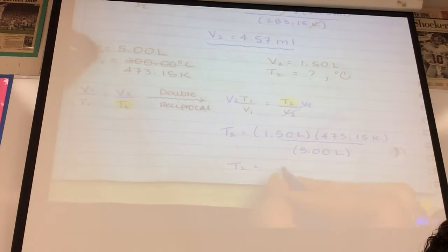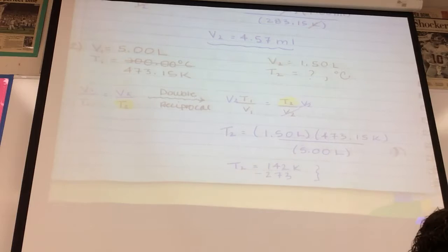So your T2 in Kelvin is 142, and you'll subtract, just subtract 273, make it easy. It's all going to come out the same anyway. I'd actually like to get rid of the 0.15, it's annoying. Negative 131 degrees Celsius. So when you're solving for temperature, make sure you get it up in the numerator.